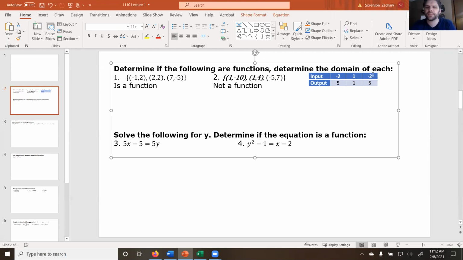So I see 2 -2s. Well, then I look at their outputs. -2 is getting mapped to 5, and -2 is getting mapped to 5. So the inputs are being listed twice, but the output's the same. And so we usually don't represent functions like that, but we can. And it's a function. Sure, I have 2 of the same inputs, but they're being mapped to the same output, so I'm covered.